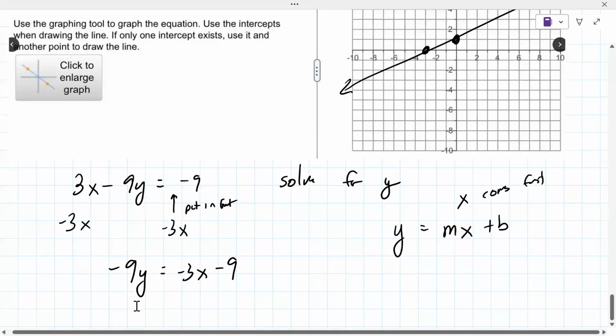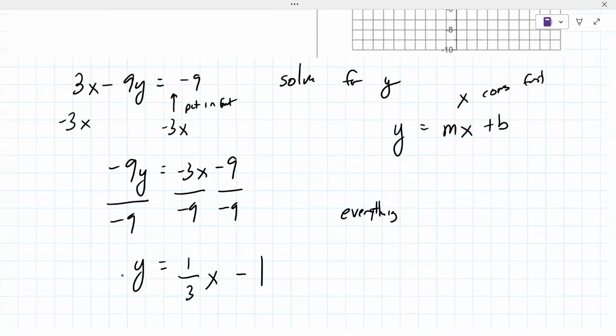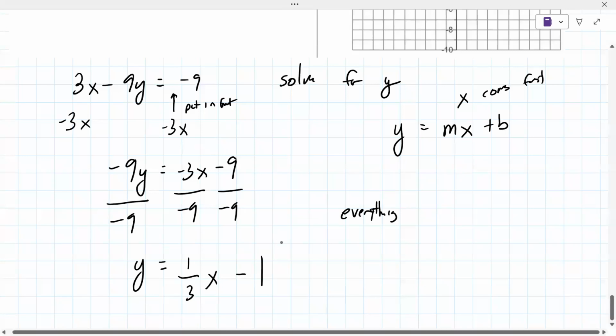So we're almost there, but y is not by itself. It's got this -9 in front. So you're going to divide everything by -9. It's not a choice. Everything gets divided. So that's y equals, and then you have to reduce here, 1/3 x minus 1. Oh wait, it says it's incorrect. I don't know why. Hold on, let me try to retype it. It should be, I'm sorry, plus 1 here. It should be plus 1, not -1. Two negatives make a positive.